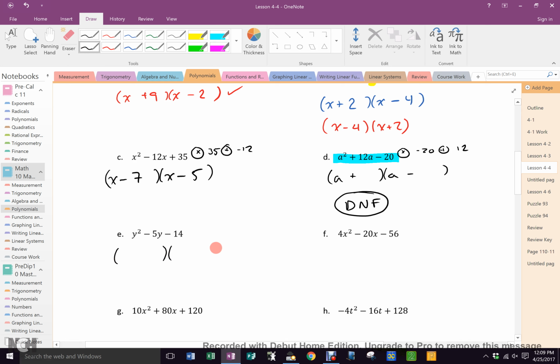What does it have to be? How do you get half your marks without even having to think? Y and Y. That's negative. So what do the signs have to be? Plus and minus. You're halfway there. What do I got to multiply to? Negative 14. What do I got to add to? Negative 5. What is it? Negative 7, positive 2. You've already put the plus and minus, so I got to just put the numbers in.